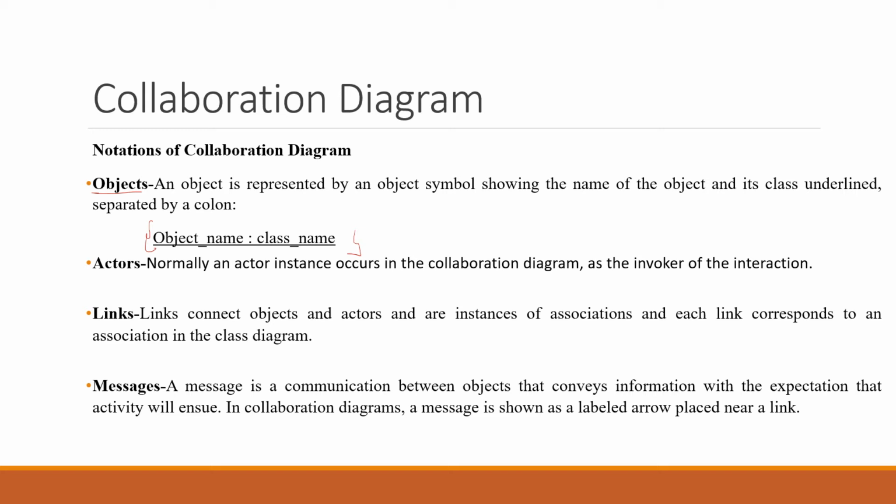Next is the actor. An actor is normally used as the invoker of the interactions. Each actor is named and has a role, and the actor will also be the initiator of the use case. Third is the link. The link is the connection between objects and the association which we are showing. It can be considered a relationship among the objects. Fourth is messages. Again, it is a communication between the objects and the information flow between them.